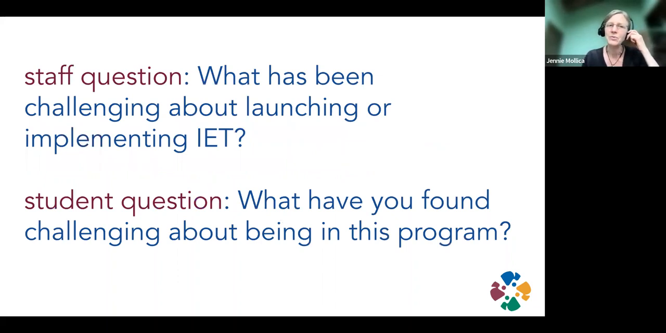Okay, our next question here. We have a version for staff and a version for students, but both of these are around challenges. So for staff, and I think I'll ask Paige this first, what has been challenging about launching or implementing IET?